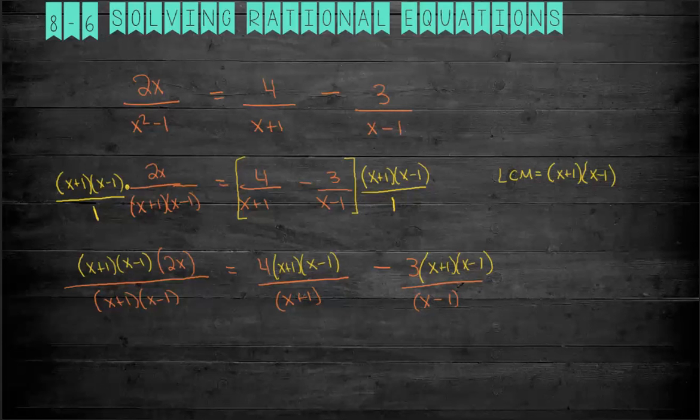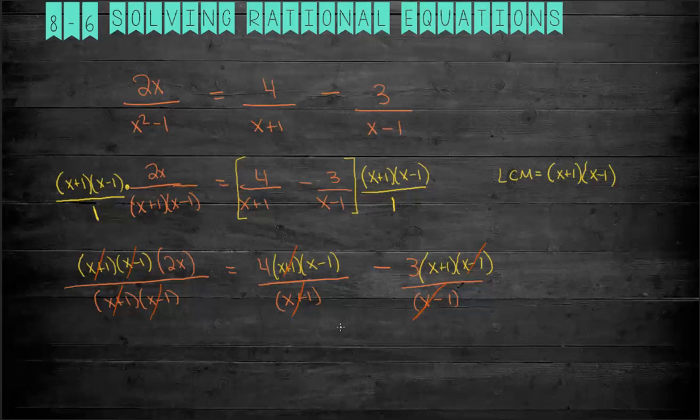Alright, now I want to look for common factors that I can cancel out. Lucky for us, on this side, x plus 1 will cancel with x plus 1, and x minus 1 will cancel with x minus 1. So we're only left with a 2x. Over here, our x plus 1's will cancel, so we'll just be left with 4 times the quantity x minus 1. And here we have a minus 3, and we're going to cancel out our x minus 1, so it'll just be a minus 3 times x plus 1.